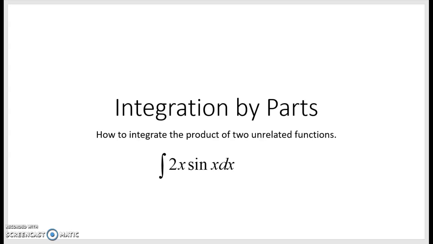Hey, we're going to start talking about integration by parts, which is one of our big integration techniques that we will need moving forward. And what integration by parts is used for is when you want to integrate the product of two seemingly unrelated functions.